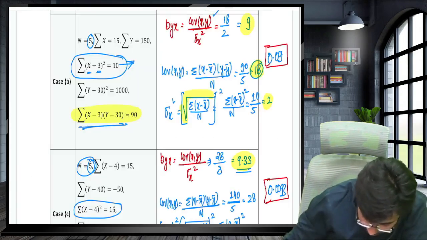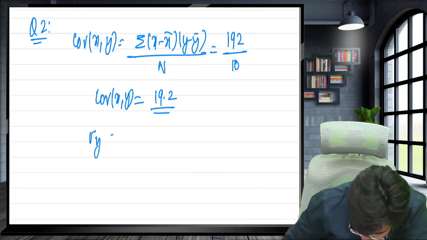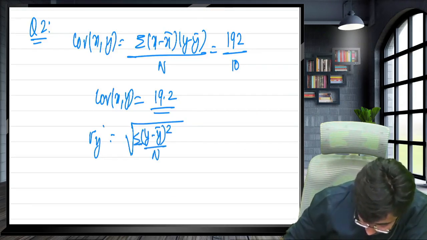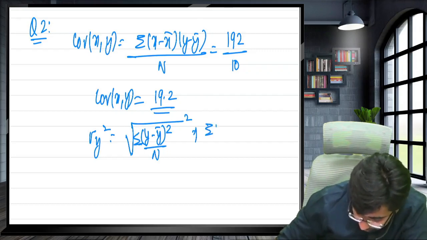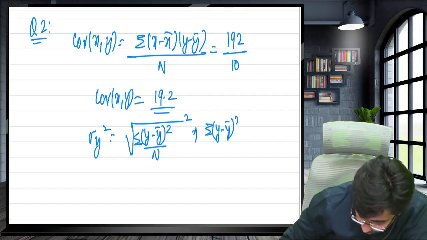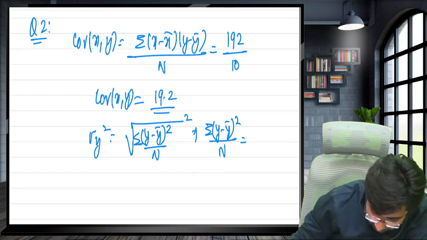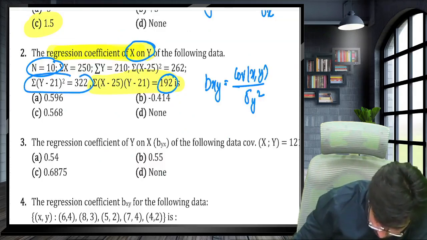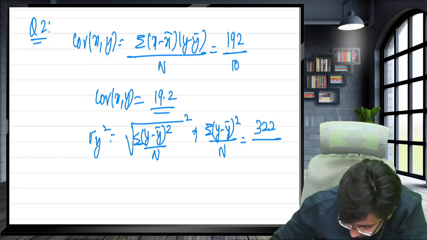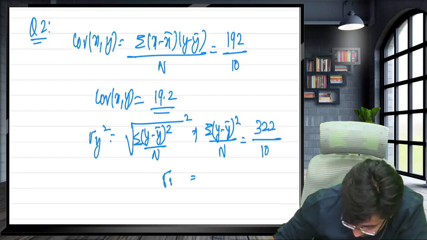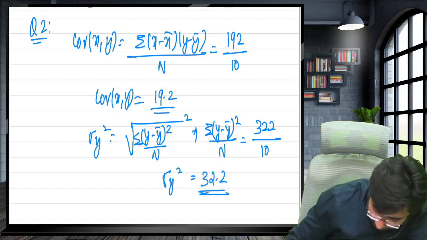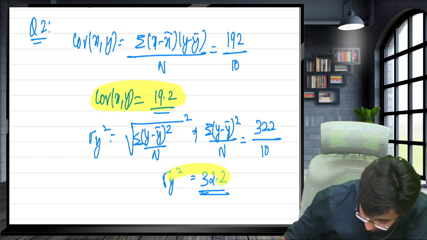Guys, now you need standard deviation of y. This is under root of summation of (y minus y bar) whole square divided by n. But when you take square, under root will vanish, and it is summation of (y minus y bar) whole square divided by n. So what is summation of (y minus y bar) whole square? It is 322 divided by n, which is 10. So guys, standard deviation of y square will be 32.2. Say yes or no.